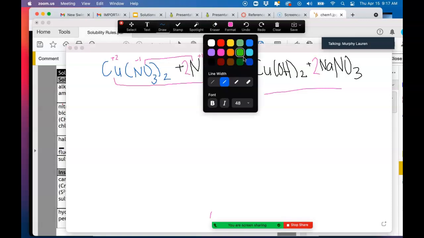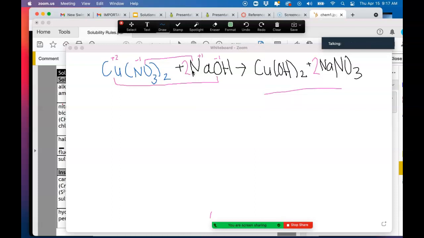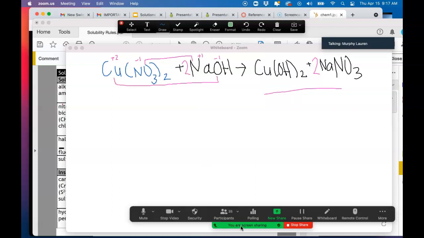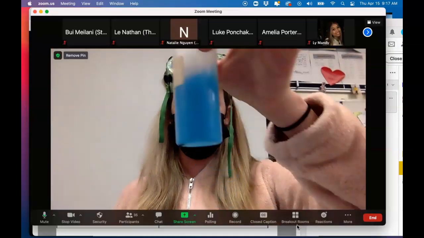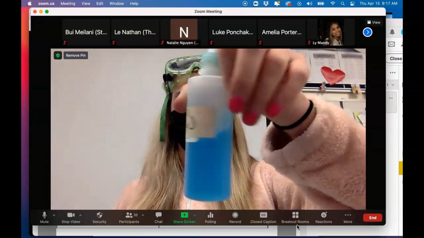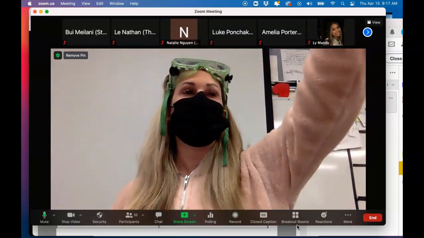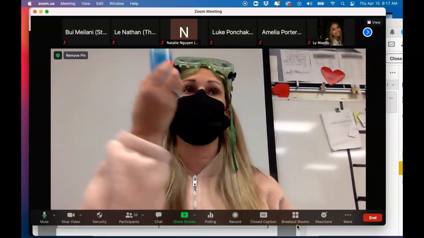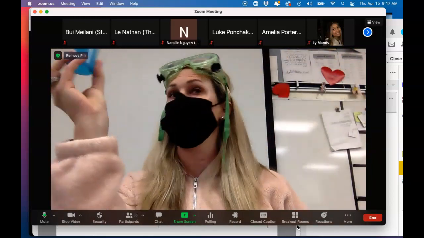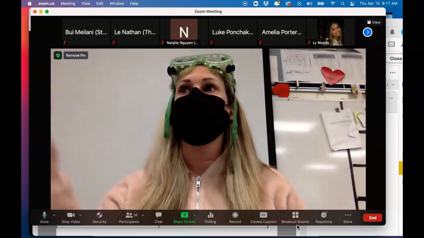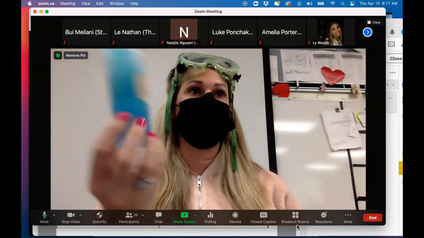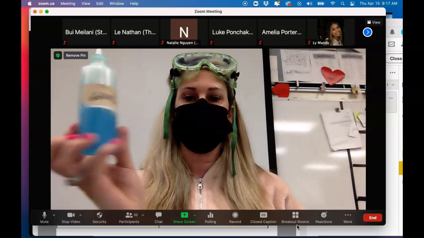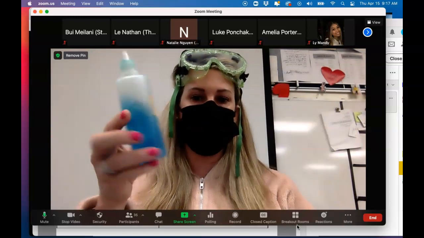Okay. All right, so copper 2 nitrate is this. It's kind of pretty, huh? It's blue, but it's a solution, right? I don't know if you can tell at home, but you can see through it. It's transparent. It is blue, but it's a blue colored salt solution. It's really, really pretty. Okay, so copper 2 nitrate.